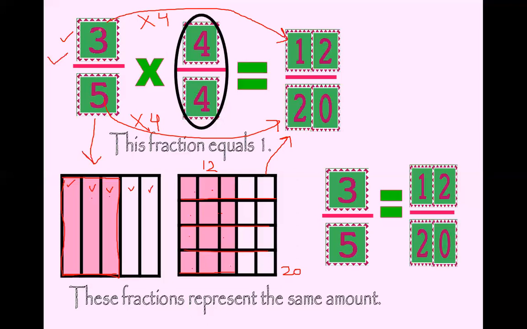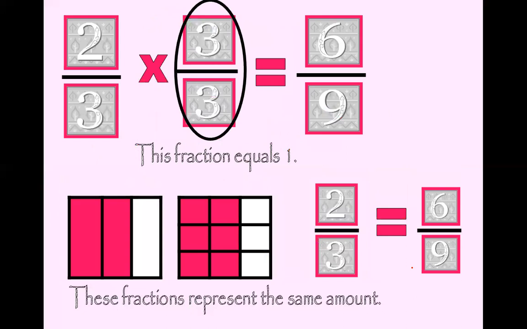So for 3 by 5, we multiply 3 by 4 to get 12. 5 multiplied by 4 gives you 20. So we can say that 3 by 5 is equivalent to 12 by 20. These fractions represent the same amount. Let's have a look at the next question.